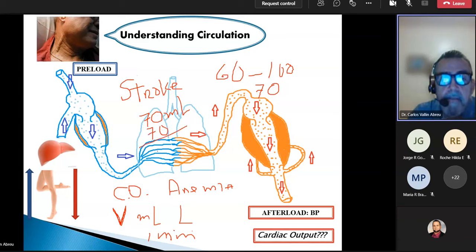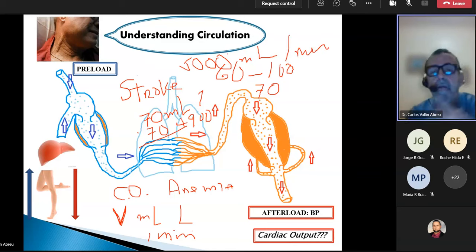if you multiply that, you are going to have around 5,000, so 4,900. Yeah, 7 times 7, 49, yes, to 0. Okay, so almost 5,000 milliliters of blood is pumped per minute. This is your normal cardiac output at rest.